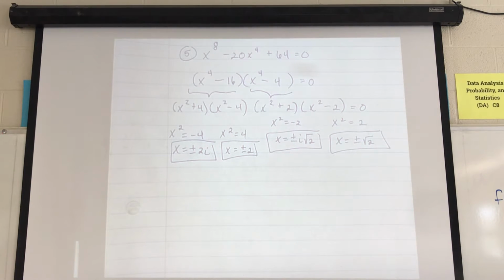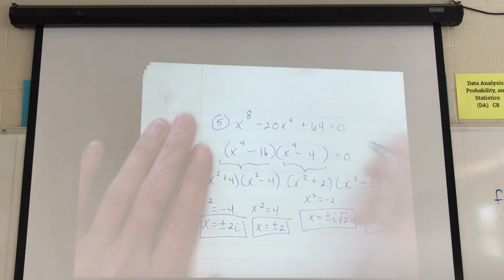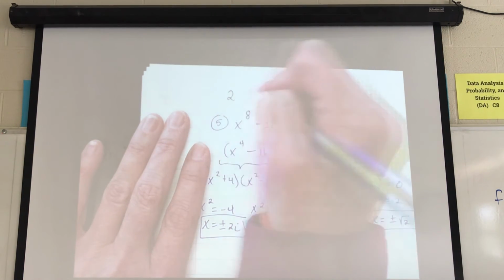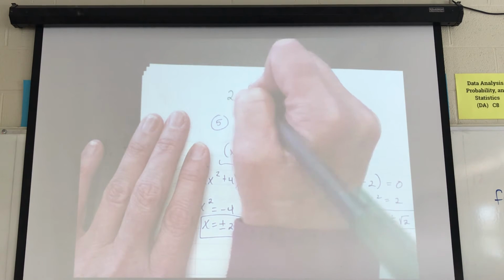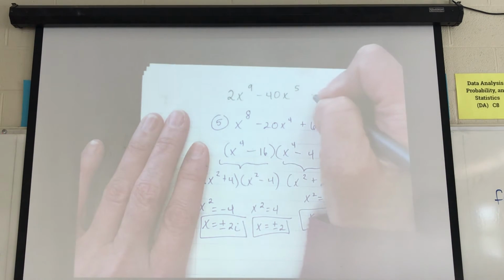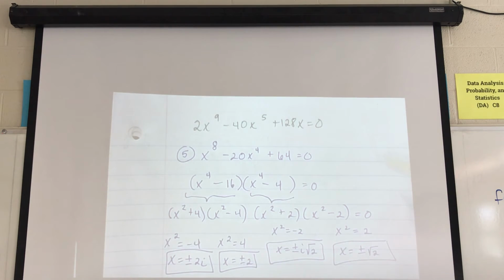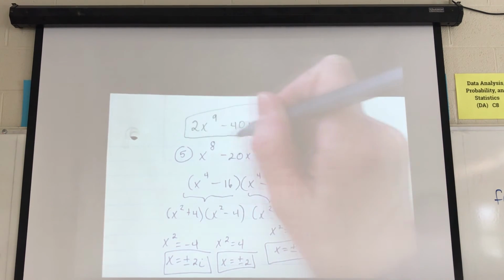Now, I want to point out that you should always be on the lookout for a GCF. So suppose the original problem here had been this. Okay, suppose this had been the original problem. This one up top here, this guy right here.